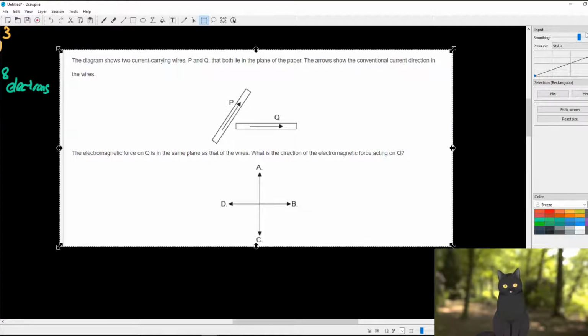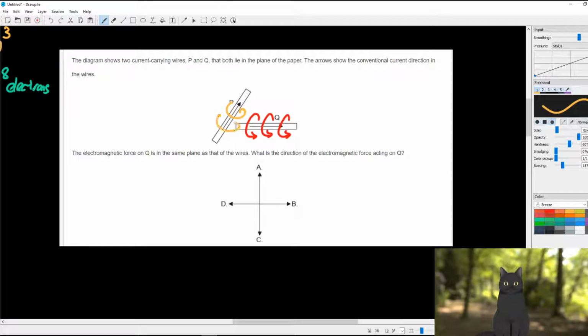So there's no magnetic force, so I assume this is considered using the grip rule. So I use my thumb, then I will find that this curls around this way, and P will curl around, curls around this way, which means this is considered as the same in the plane of the paper. The electromagnetic force on Q is in the same plane as that of the wire.